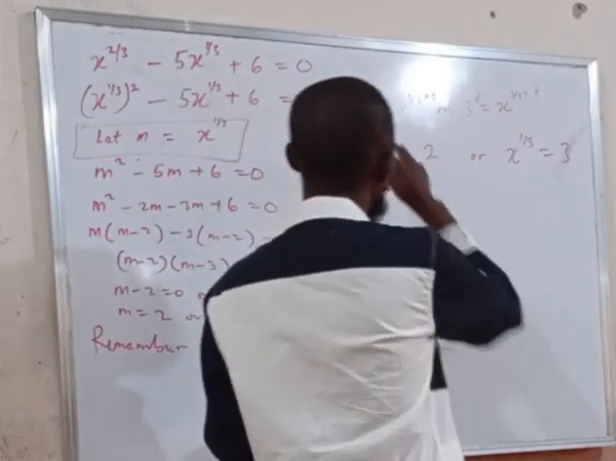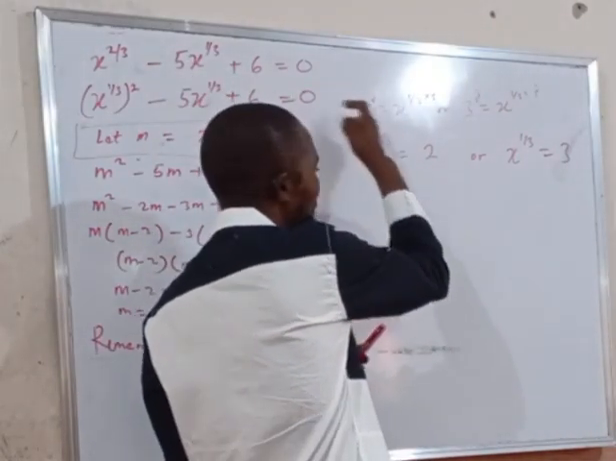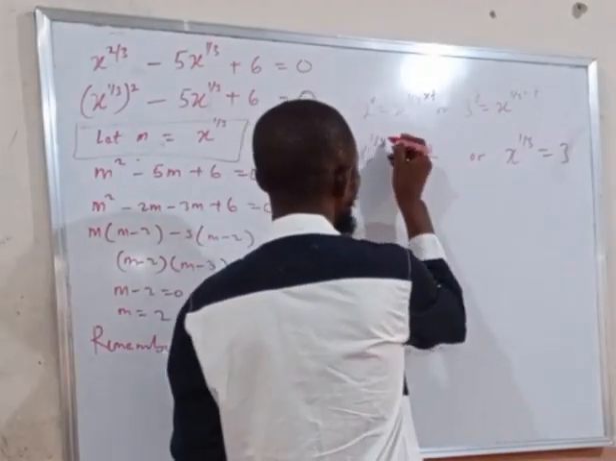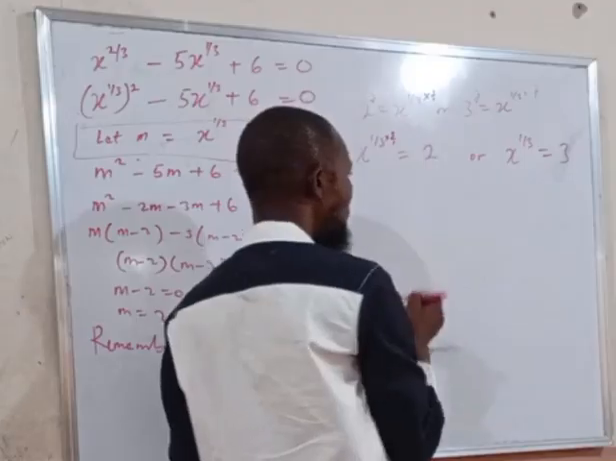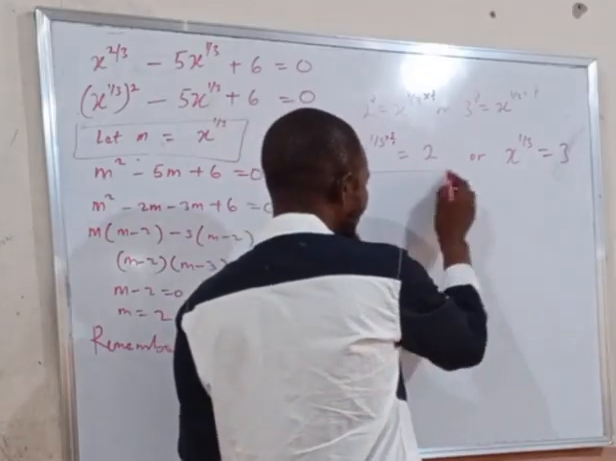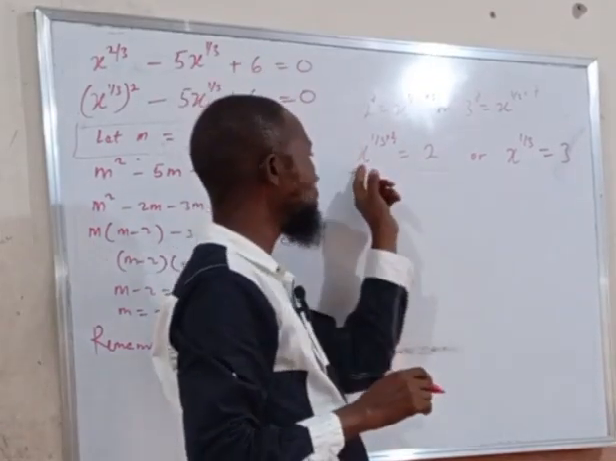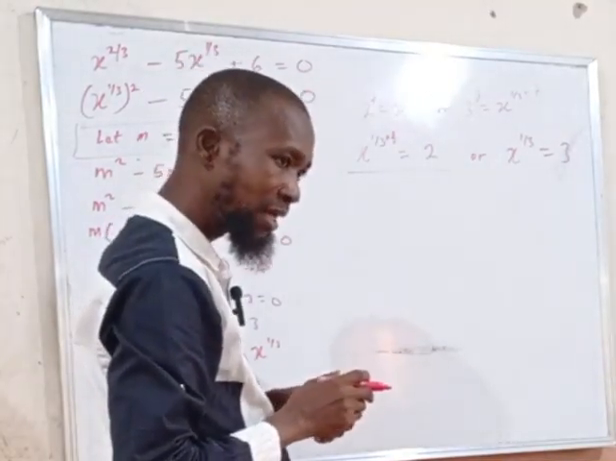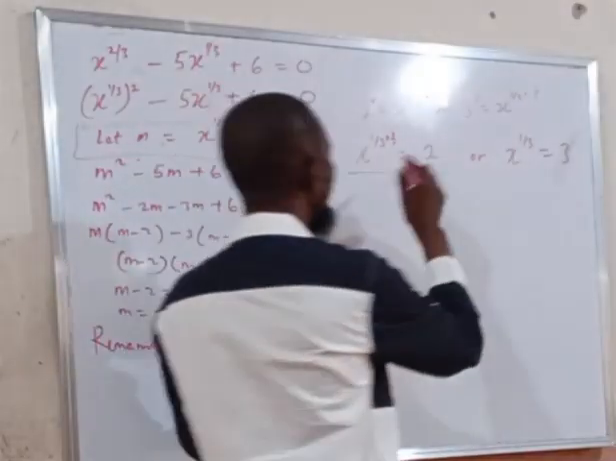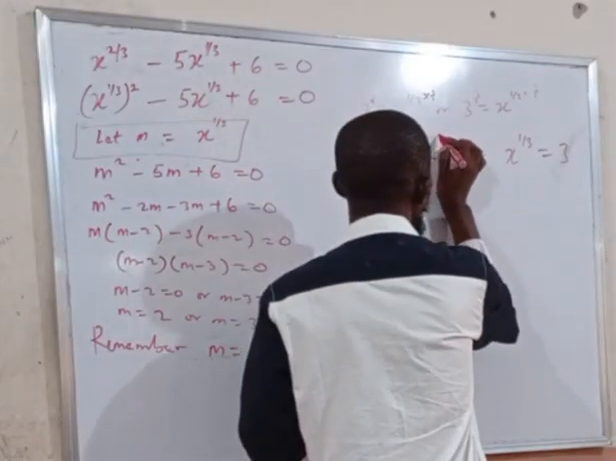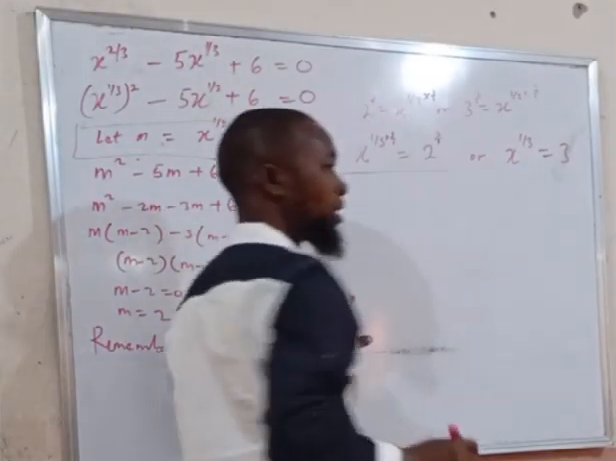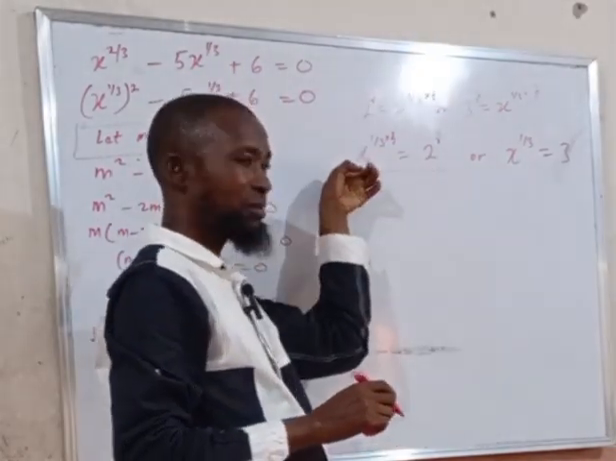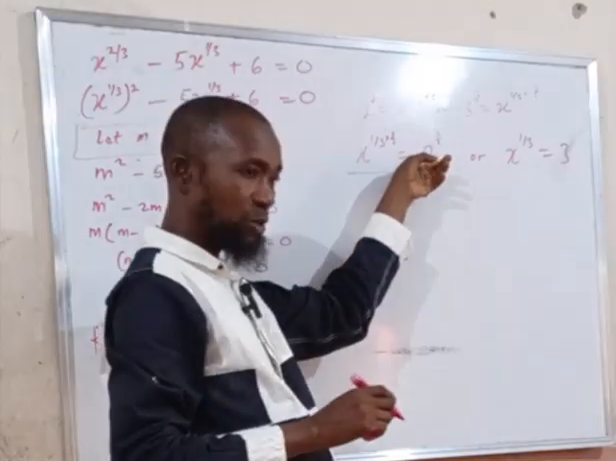So what do you do? We want to cancel, we want to remove this 1 over 3. How do you remove 1 over 3? The way to remove it is to say times 3 over 1. But we are dealing with this one. Anything that happens to this must happen to this. Are you clear? So this one is also going to be raised to power 3 over 1, because what happened there was that we introduced 3 over 1 to this. The same thing must also be introduced to this.